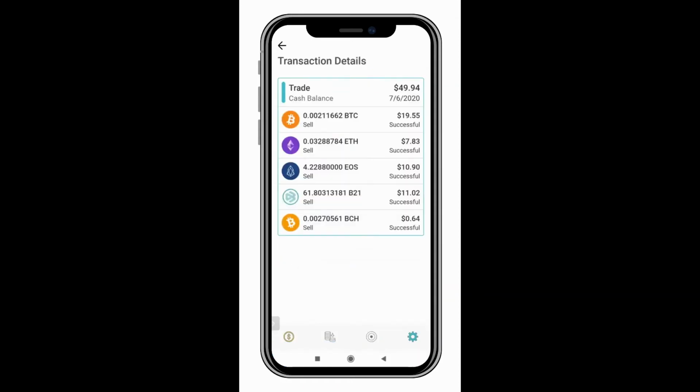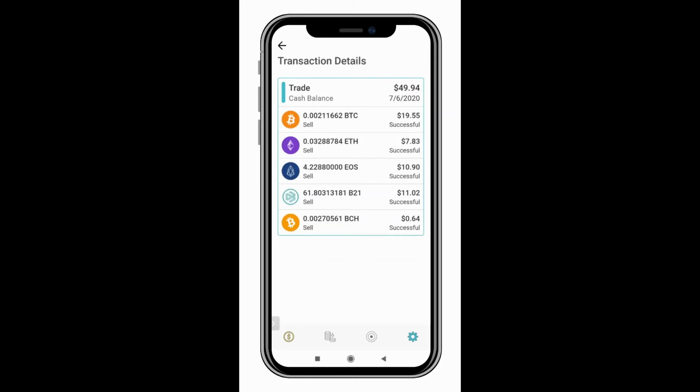And you can see here, we sold Bitcoin, we sold Ethereum, we sold EOS, we sold B21, and we sold Bitcoin Cash in order to get to that $50 value. So you can see we also sold all the way down to 64 cents of Bitcoin Cash. This is handled by an automated trading system that helps us overcome exchange minimums, and it's something that's just really awesome.